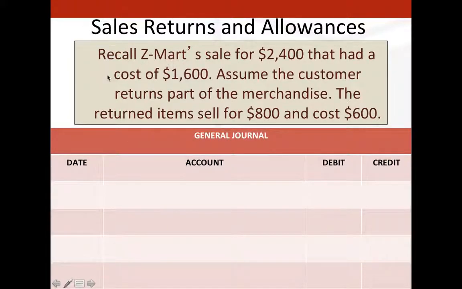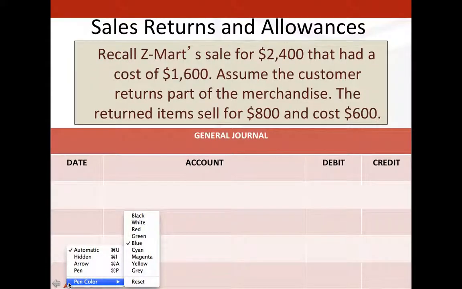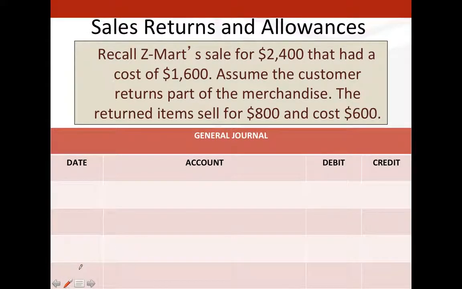Sales returns and allowances. Recall Z-Mart's sale for $2,400 that had a cost of $1,600. Assume the customer returns part of the merchandise. The returned items sell for $800 and they had a cost of $600. So we have some inventory coming back into our store here. No problem. It's almost like when we sell inventory, we have to make two entries. We have to make an entry to record the amount that was brought back from the sale, and then we have to record an entry to put it back into inventory. Here's how this is going to look.